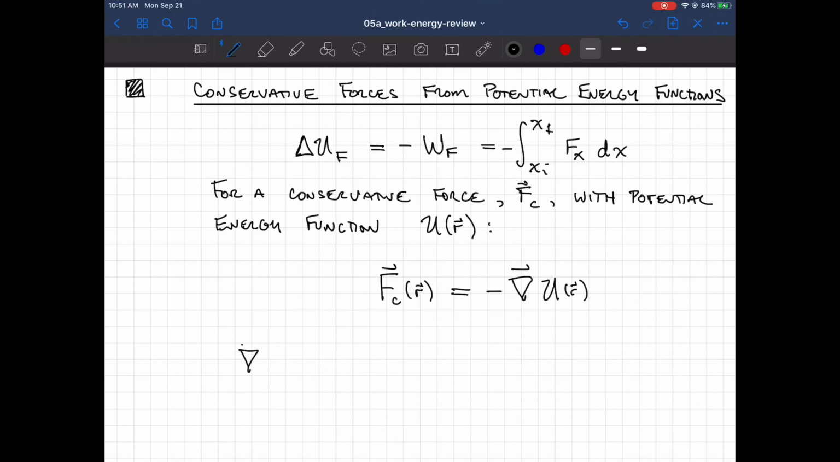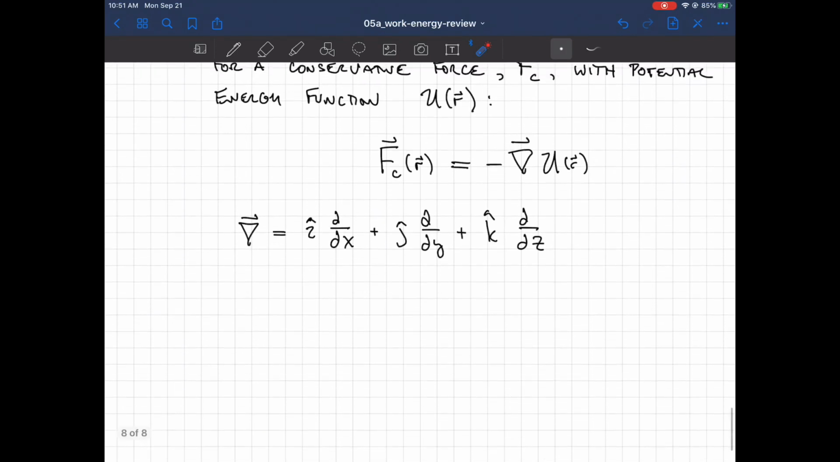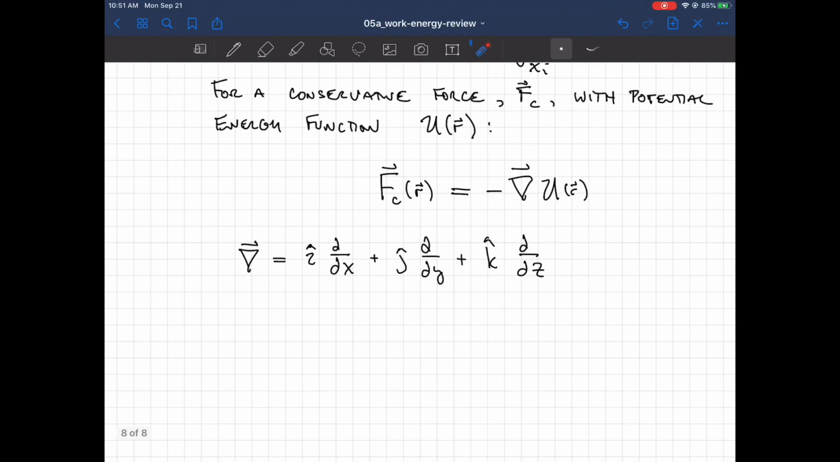The gradient is defined in terms of this nabla vector, and so nabla means i hat partial x plus j hat partial y plus k hat partial z. So it's a vector of derivatives. And so this is a little bit complicated, and we won't really use it that much to do a complicated mathematical calculation, but it's nice to see that you can actually use it in, for example, one dimension.